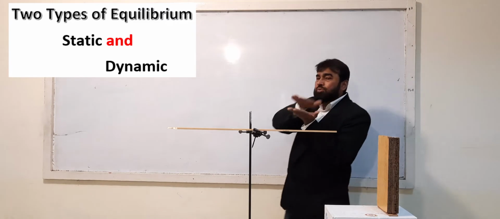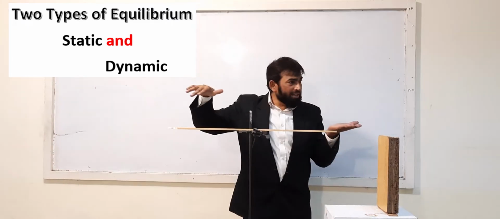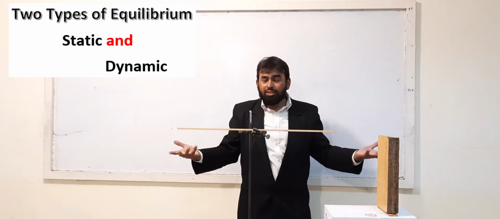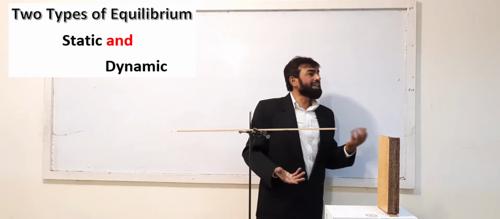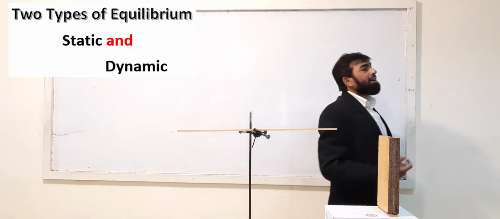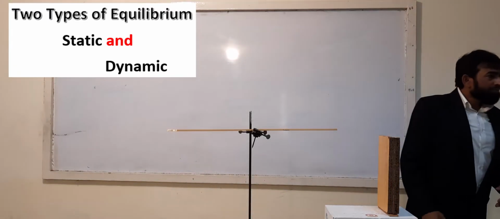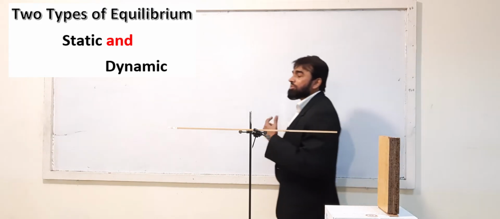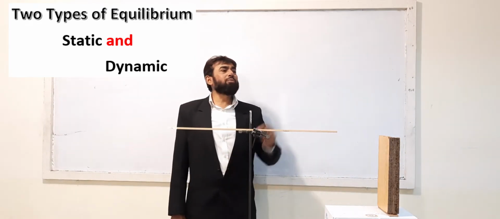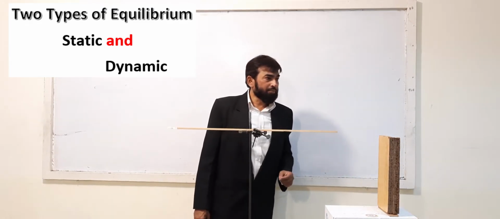That's why you are sitting. That's why the objects are lying over here, the chairs, table, desk, or all these things. So this is the static equilibrium. This is another, dynamic equilibrium. In the case of dynamic equilibrium, what happens basically? The body is moving with uniform velocity.